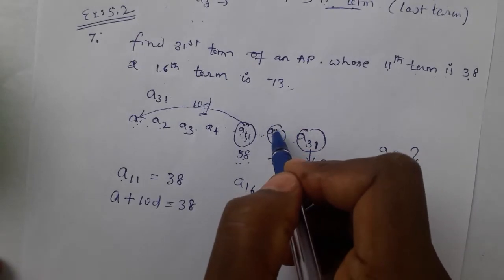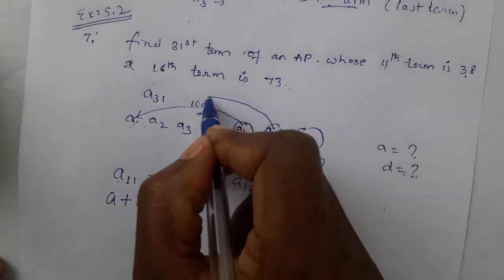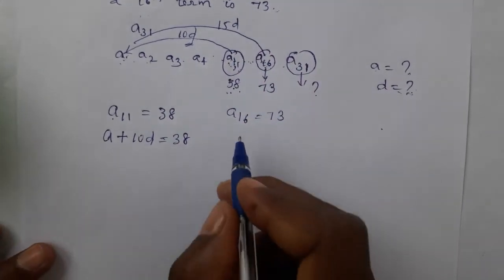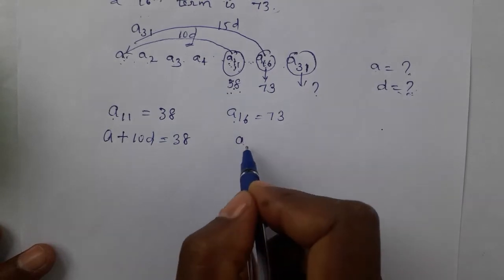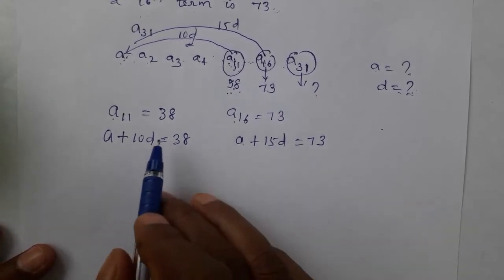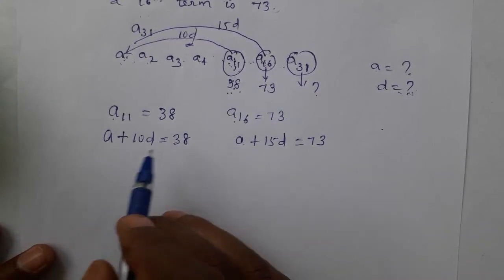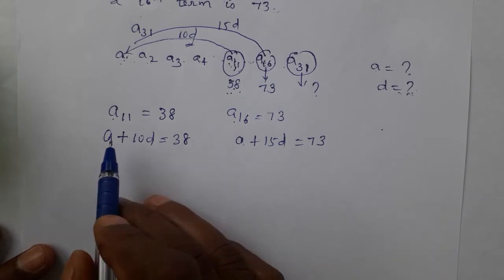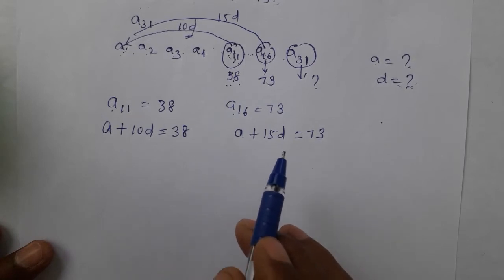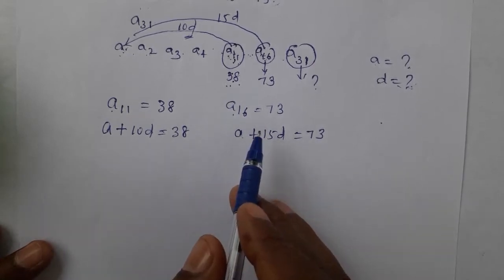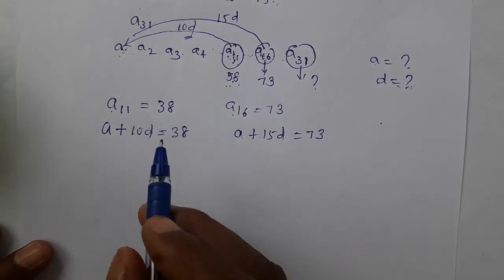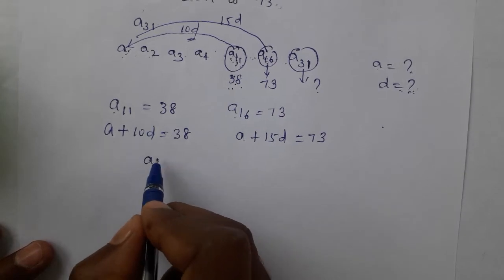16th term also does the same thing. 16th term goes to the first term by taking how many jumps? 16th term always takes 15 jumps. Correct, no? So A plus 15D is equal to 73. So there are two equations we got. These equations are simultaneous equations. That means two variables are there, that is, linear equations in two variables. Maximum degree is 1.